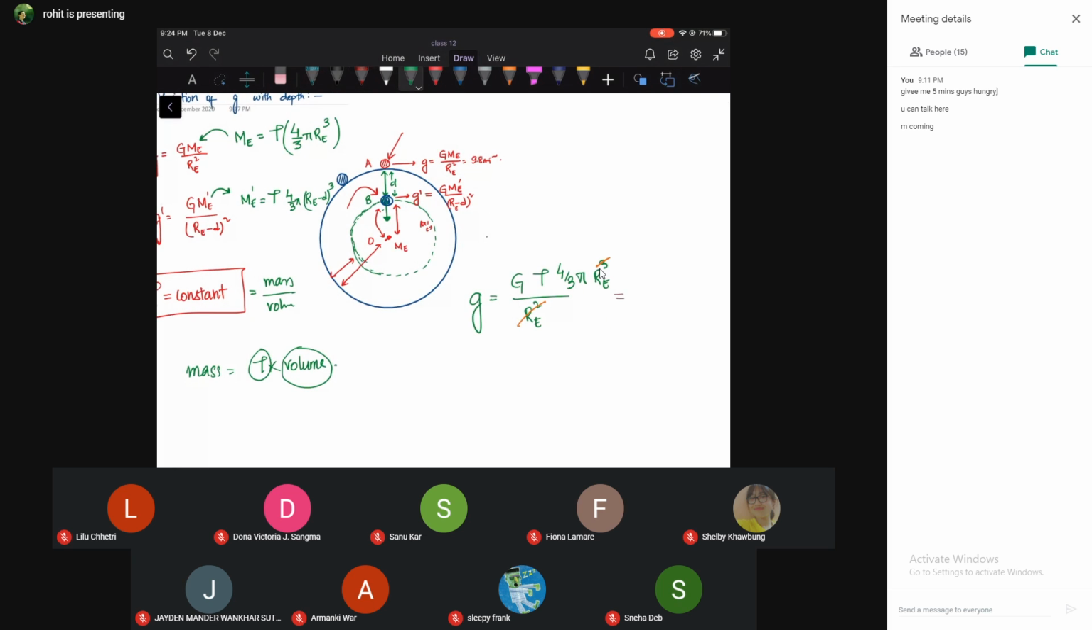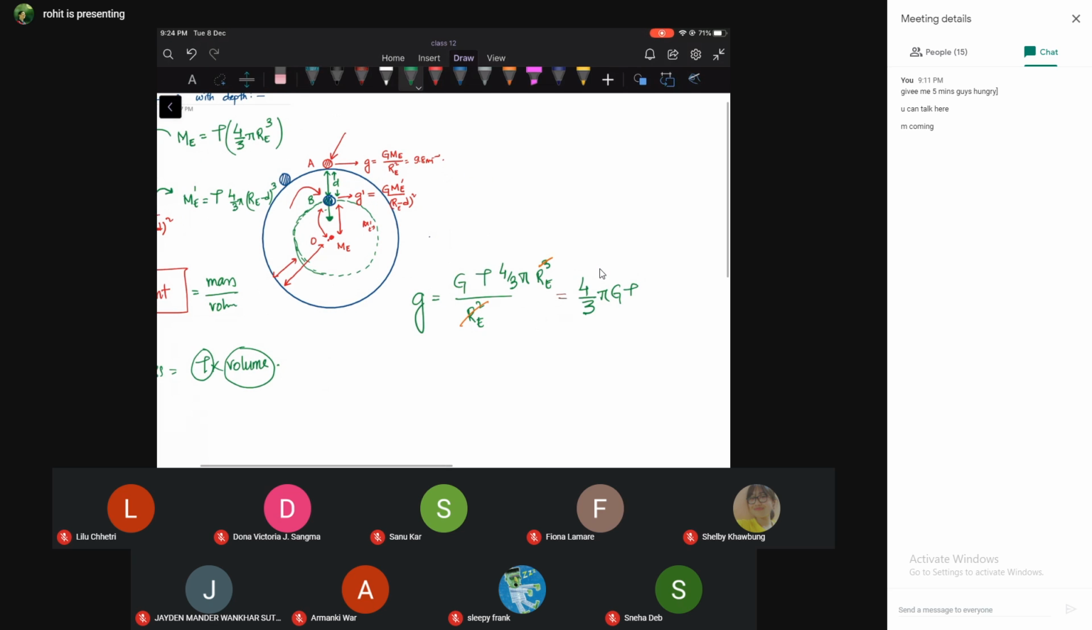In terms of density, it's going to look like 4 by 3 pi capital G rho, and finally I simply write Re. So this is another formula to calculate your g on the surface, if you don't know the mass but you know the density.